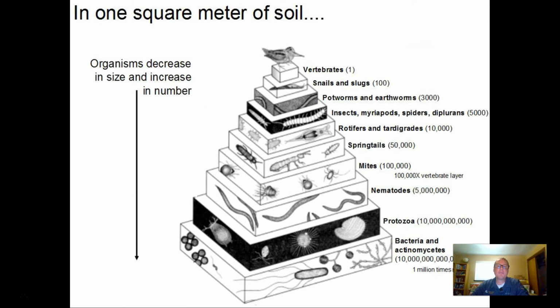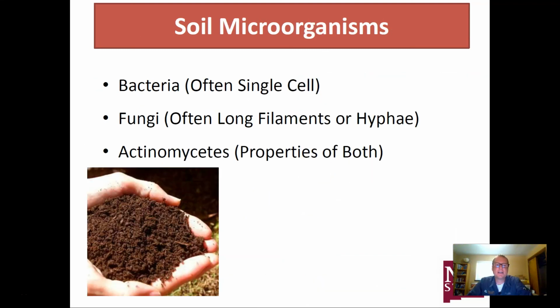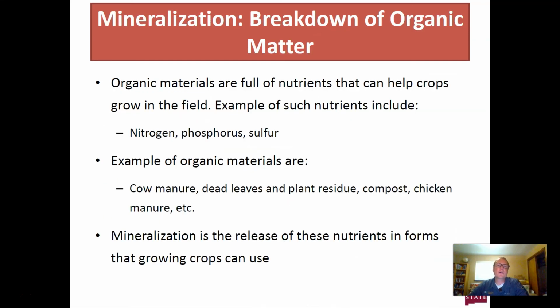This diagram shows just how much life there is in 1 square meter of soil. And the majority of all those organisms are in your top 6 inches of soil. This includes your bacteria, fungi, actinomycetes, along with your nematodes, springtails, mites, insects, earthworms, and lots of other things. And all of those organisms help break down the organic matter or mineralize it, basically taking it from its solid form and turning it into nutrients that plants can then take up as food.